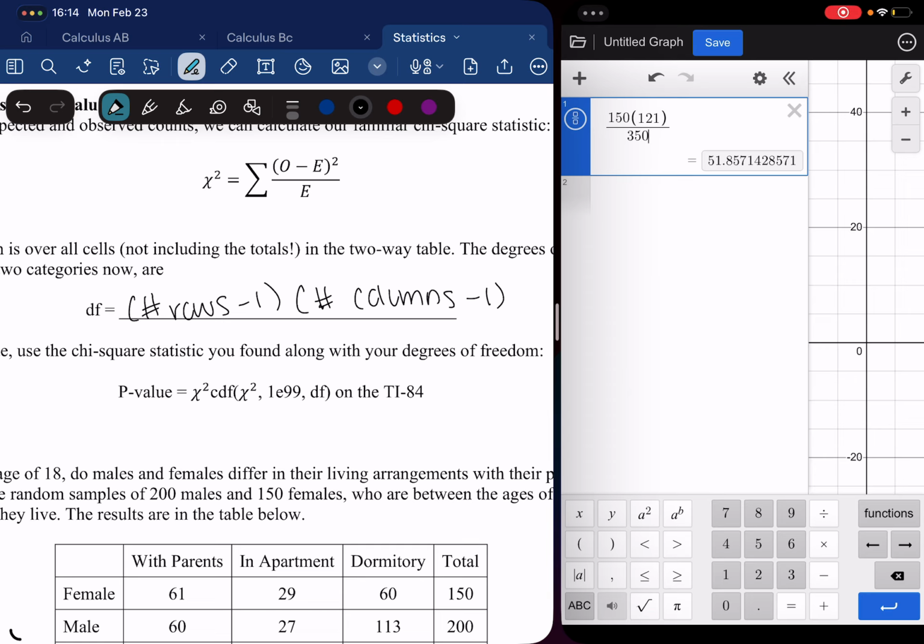Okay, so for rows, that was male and female, so 2 minus 1 is 1. And for columns, those were the 3 types of living arrangements, and there were 3 of them, so we subtract 1, which is 2, so 1 times 2 is 2.